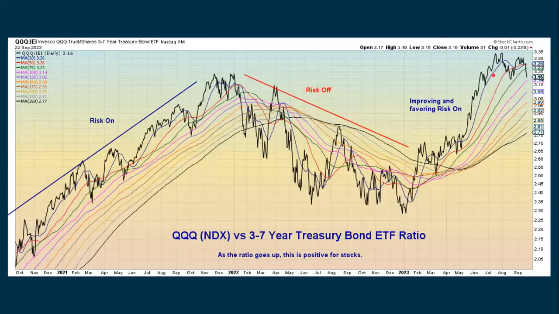Then we look at the QQQs and compare it to the 3 to 7 year bond ETF, where the Qs have been outperforming, although we are seeing some weakness more as we've been battling through September.